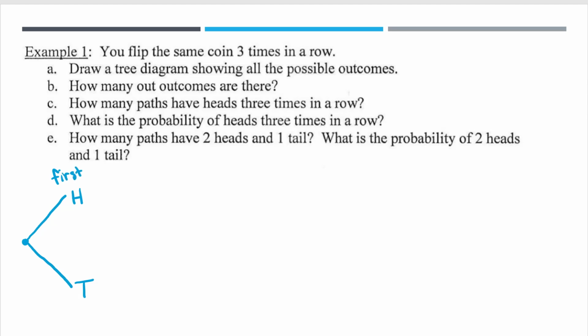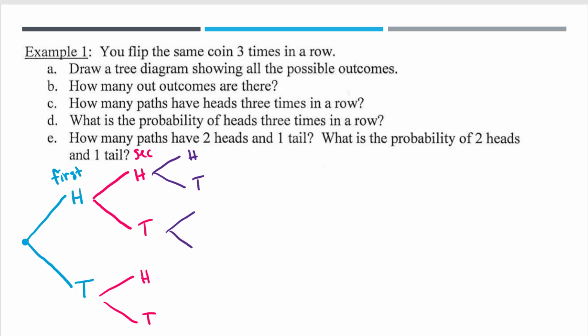Then we're going to flip the coin again. So we already have one event. So after we flip this again, we can either get a head or a tail, again from the outcomes. So we make two more branches, and this is the second flip of the coin. Then we'll do our third flip, and again we have two different outcomes every single time we flip that coin, and that is our third.